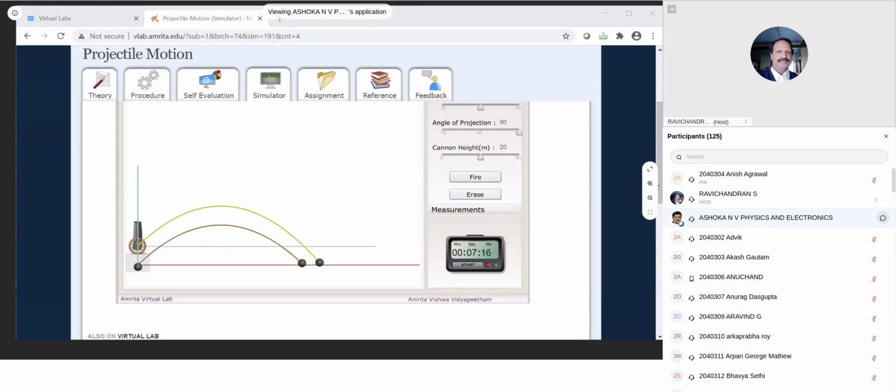Somebody asked, does the red line imply that it is the ground? Yes, that is the surface level.